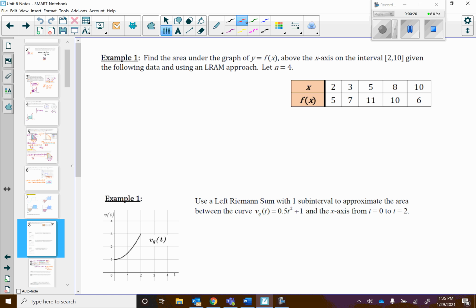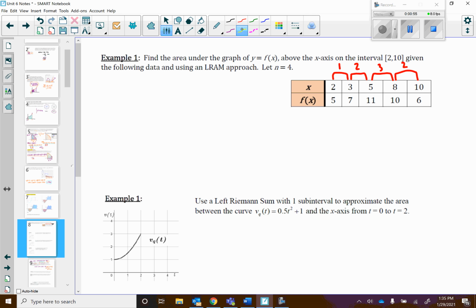It says find the area under the graph of y equals f of x and above the x-axis on the interval from 2 to 10, given the following data, and using a left Riemann sum approach. Let n equal 4. N, remember, is the number of subintervals. So this would be our first interval, second, third, and fourth, but they are of unequal width, and that's okay. This first width is 1, the second width is 2, 5 to 8 would be 3, and 8 to 10 is 2.